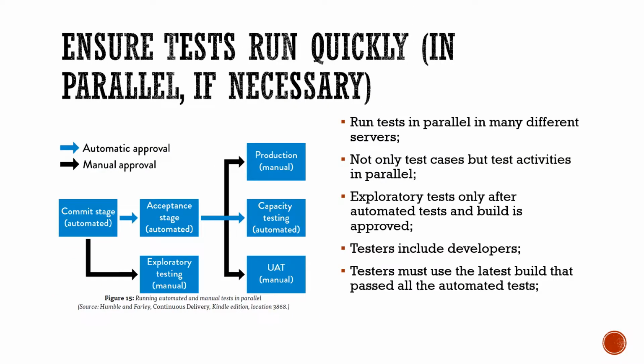To achieve the purpose of having fast tests, we need to design our tests to run in parallel, potentially across many different servers. As we see on the slide, we may or may not allow manual exploratory testing. We can determine that when all the automated tests have passed, which will provide faster feedback and avoid manual testing on builds that will eventually fail.